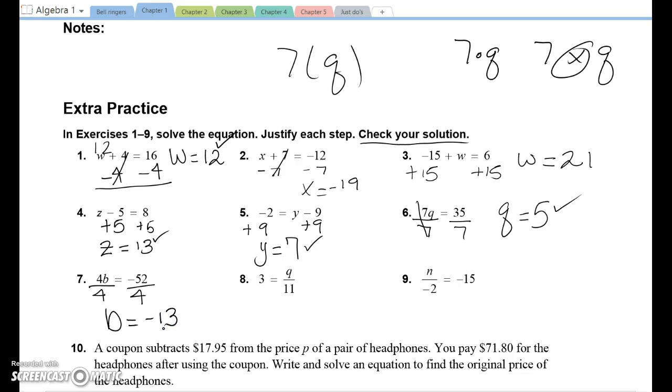Okay, recheck it. 4 times negative 13 gives you negative 52. You did good. Number 8. 8 is division because you see Q over 11. So that shows you it is division.